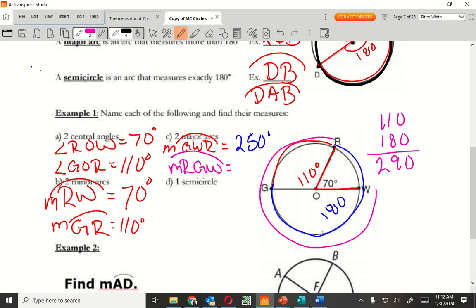No, I see 290. 19? 90. Okay, 90. Is that what you guys are saying? Yes. Okay, I'm sorry, I can't hear very well. All right, so we get 290. So this is going to be 290 degrees.